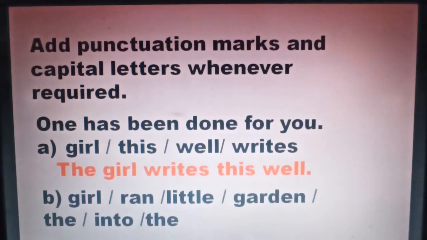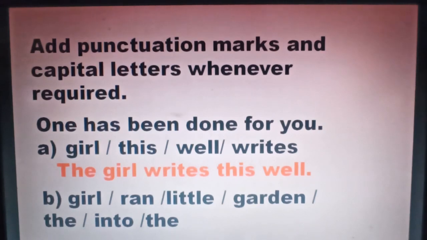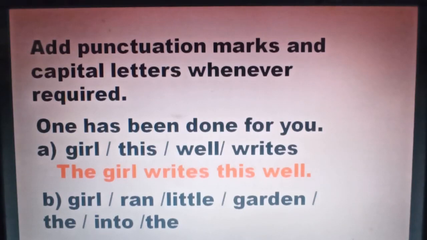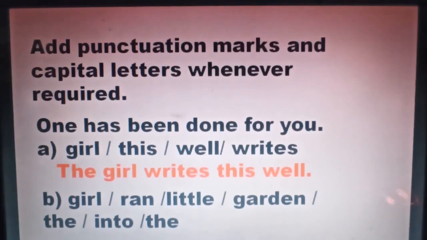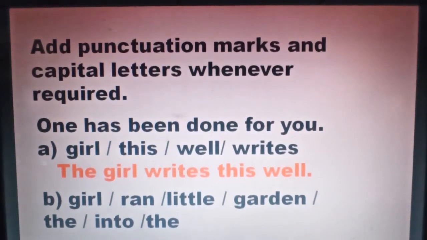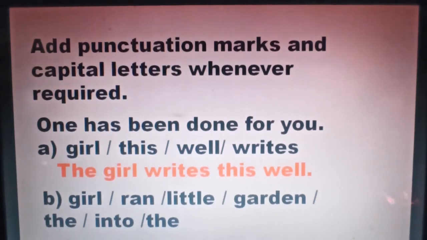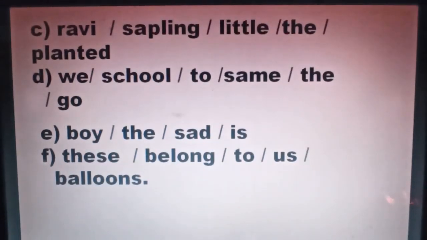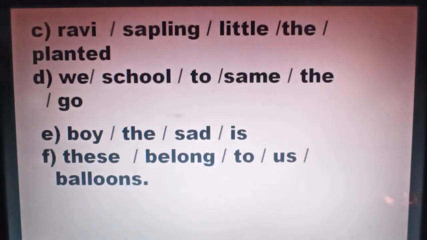First, girl this well writes. The girl writes this well. Full stop. First letter is capital and in the end I put a full stop. So this is a sentence. B part. Girl ran little garden the into the. You have to frame a sentence. Ravi sapling little the planted.